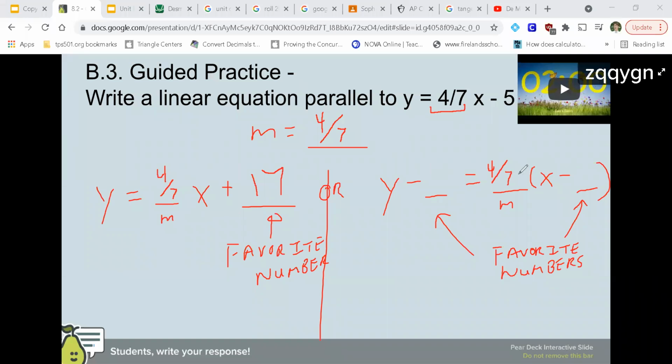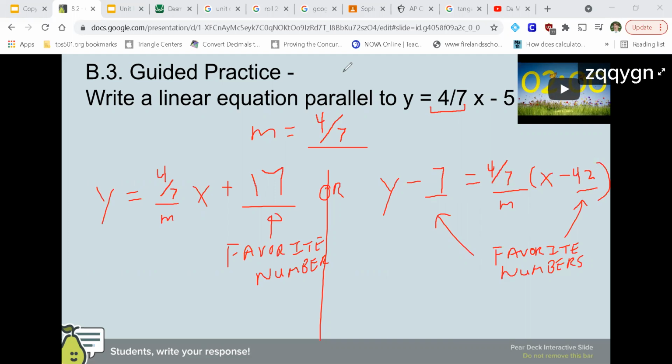Over here, same thing. Here, you can pick any 2 numbers except 0 and -5, because then it'll be the same line. So I don't know. We'll do my favorite numbers, 7 and 42. Yay. That's all you gotta do.